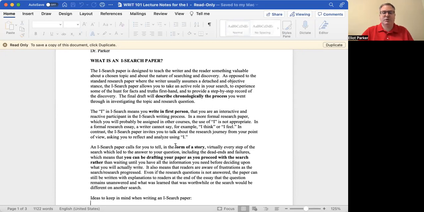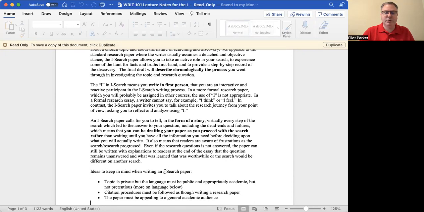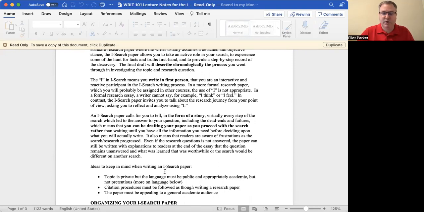In contrast, the iSearch paper invites you to talk about the research journey from your point of view, asking you to reflect and analyze using I. An iSearch paper also calls for you to tell, in the form of a story, every step of the search which led to the answer to your research question, including the dead ends and failures, and even the successes, which means that you're drafting your paper as you proceed along with the search, rather than waiting till you have all of the information and cobbling it all together at the last minute before you decide what you're actually going to write.